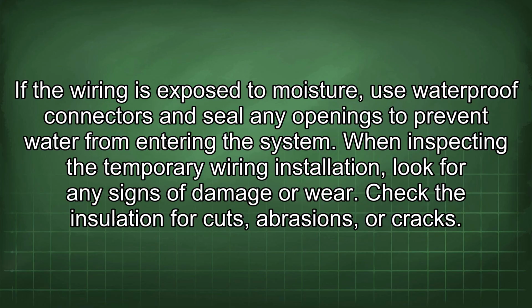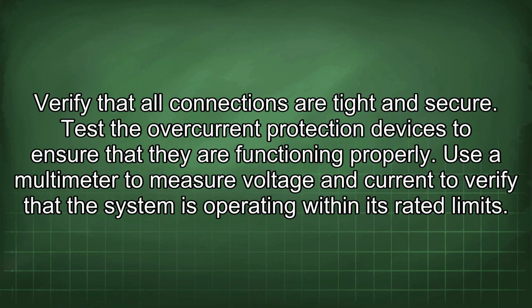When inspecting the temporary wiring insulation, look for any signs of damage or wear. Check the insulation for cuts, abrasions, or cracks. Verify that all connections are tight and secure. Test the overcurrent protection devices to ensure that they are functioning properly. Use a multimeter to measure voltage and current to verify that the system is operating within its rated limits.